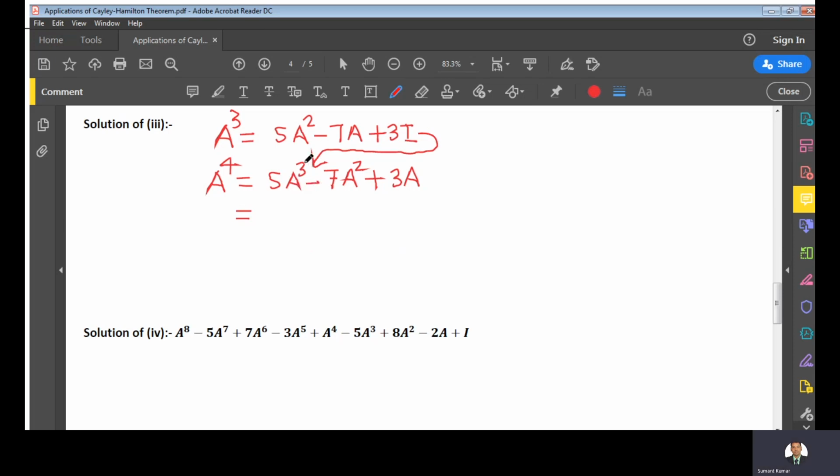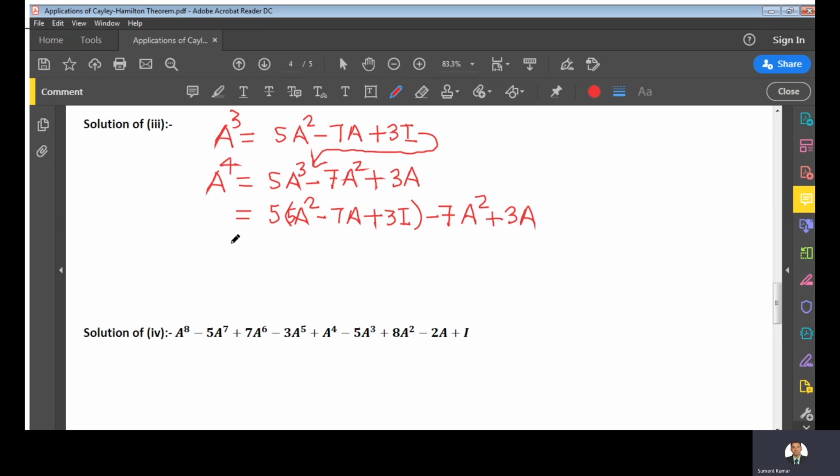That means for A raised to the power 3, you will put this expression. So what expression? This expression will become 5 times A raised to the power 2 minus 7 times A plus 3i. What I am doing, actually, I am putting the expression for A raised to the power 3, right? So automatically the polynomial degree will reduce, right?